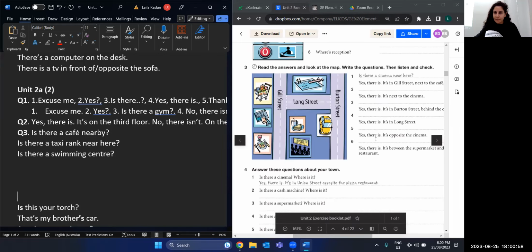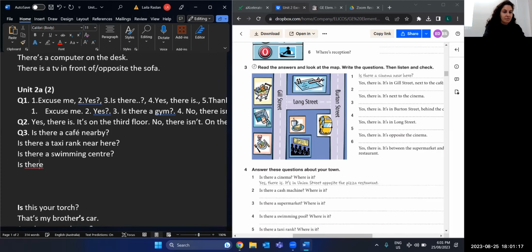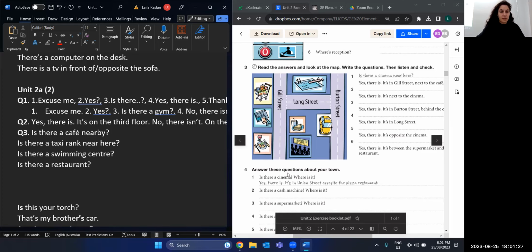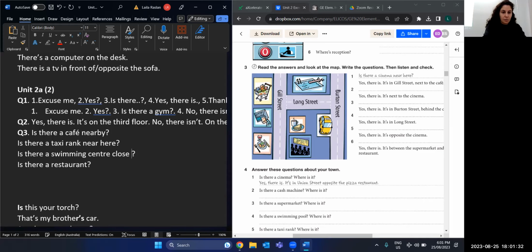Number 5, if the answer is yes, there is, it's opposite the cinema. So what would I be asking? They're talking about this place. Is there a restaurant nearby, near here, close by? So another word, I'll give you this one, is close by.